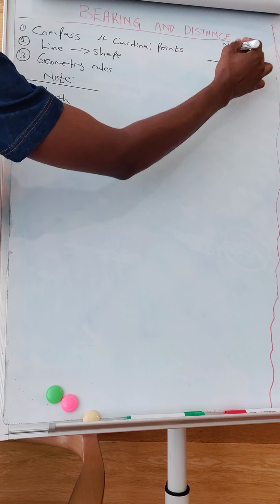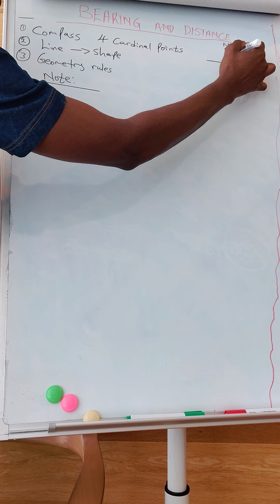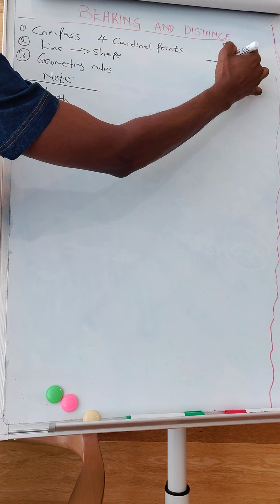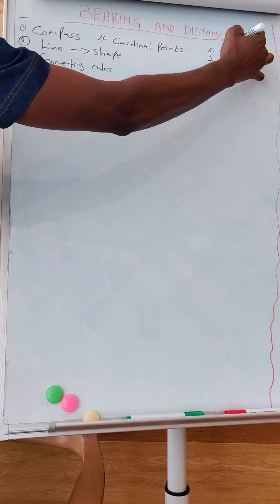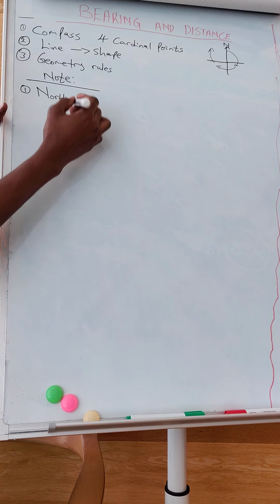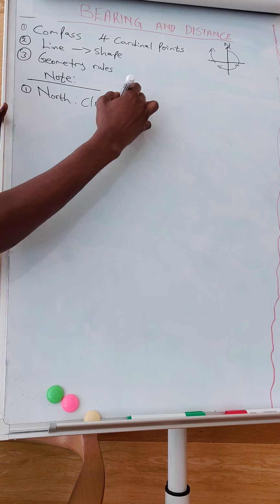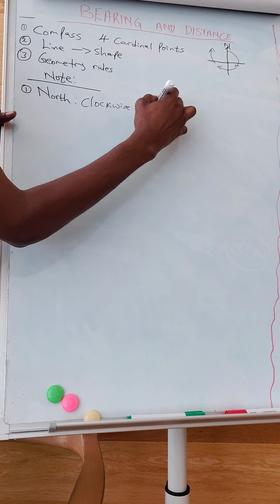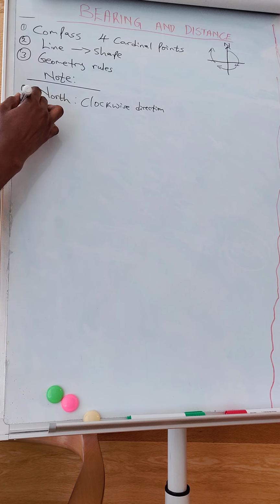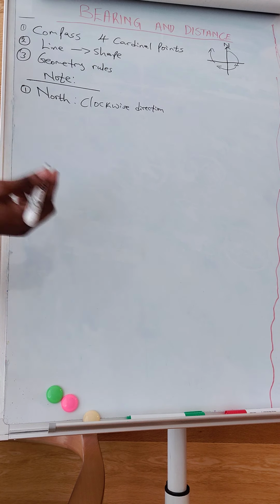This arrow simply means direction. It comes this way. So it must start from the knot, and it must be clockwise. Clockwise direction. Is that taken? Then another thing is the bearing must be in three figures.